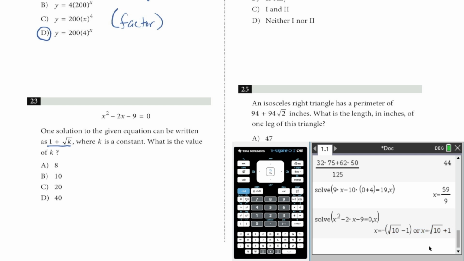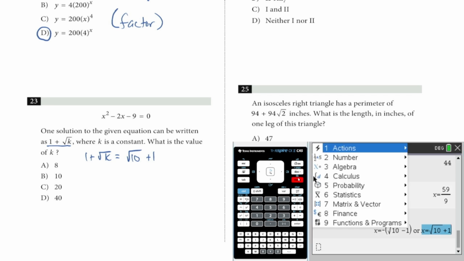So what we could do is we could just set our 1 plus the square root of k equal to these two answers and just see if it will tell us k. The shortcut to this is to just see that it should match, it looks like, this solution, because this solution won't have a negative sign in front of the radical. And if you look at the solution they gave us, which is 1 plus the square root of k, there's not a negative sign. So I could even just set it equal to this, and I now have an equation that I can solve for k.